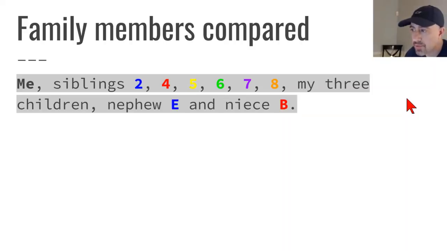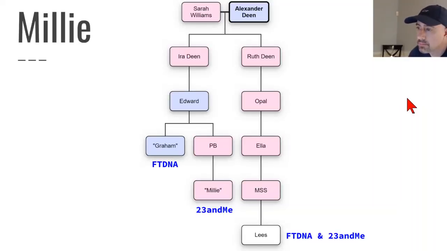So the family members available in this case: me, several of my siblings, siblings 2, 4, 5, 6, 7, 8, 3 children, and a nephew and a niece. And as I mentioned, I have some good Dean matches at 23andMe. And when Graham showed up on my match list at Family Tree DNA, I thought about some of those matches and remembered that they might be helpful in this case.